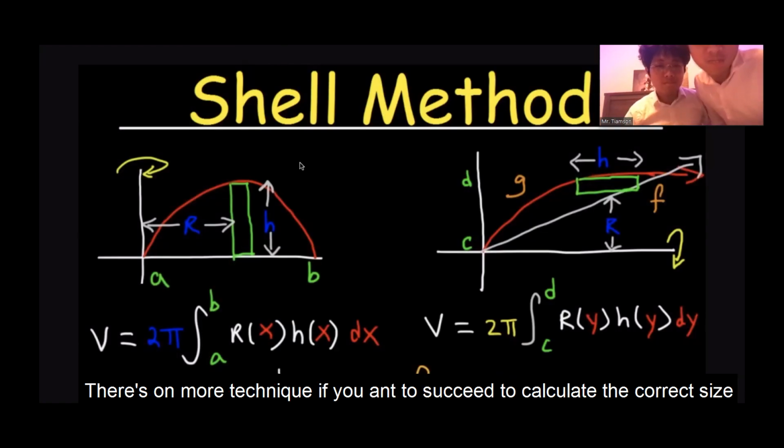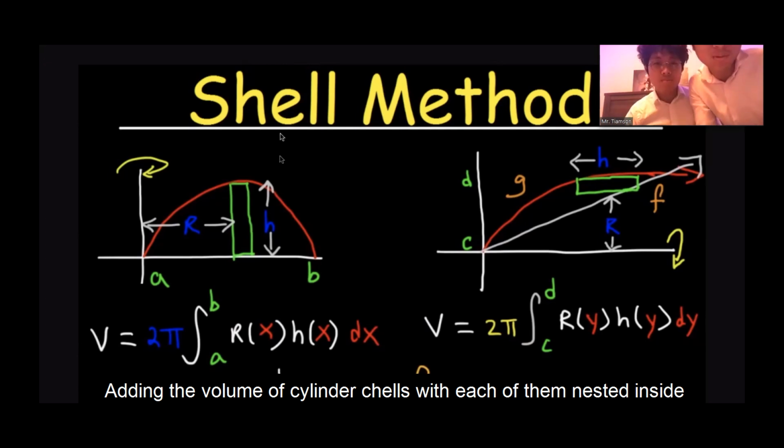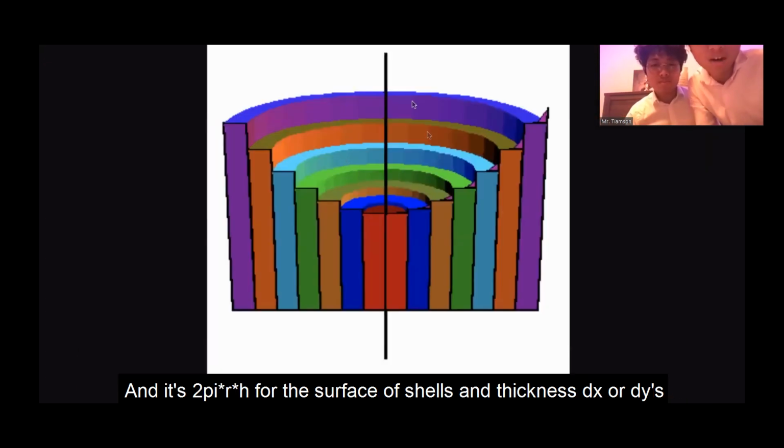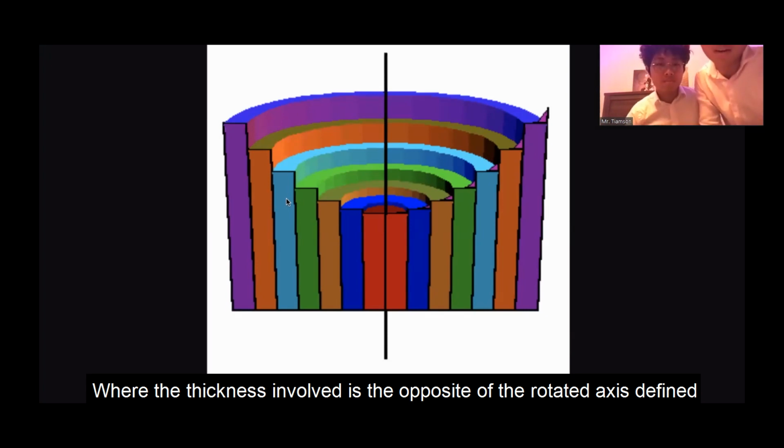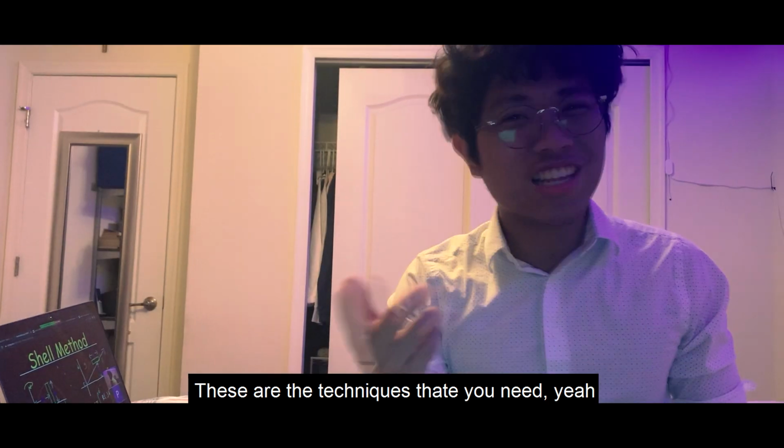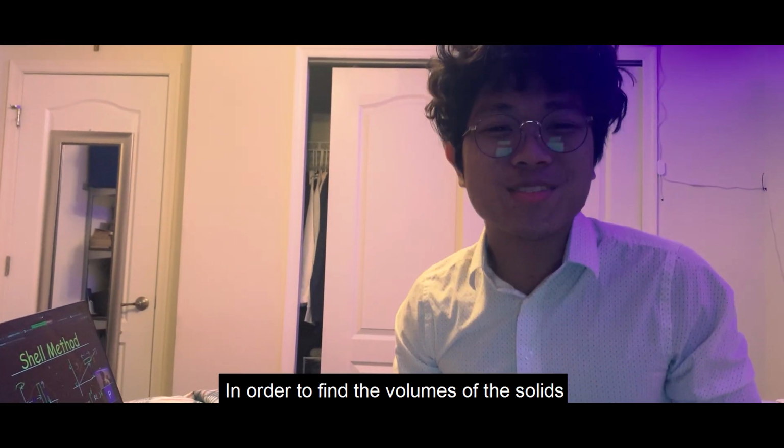There's one more technique if you want to succeed to calculate the correct size. Adding the volume of cylinder shells, which are usually nested inside. It's 2 pi r h for the surface of shells and thickness dx or dy, where the thickness involved is the opposite of the rotated axis defined. These are the techniques that you need in order to find the volumes of the solid.